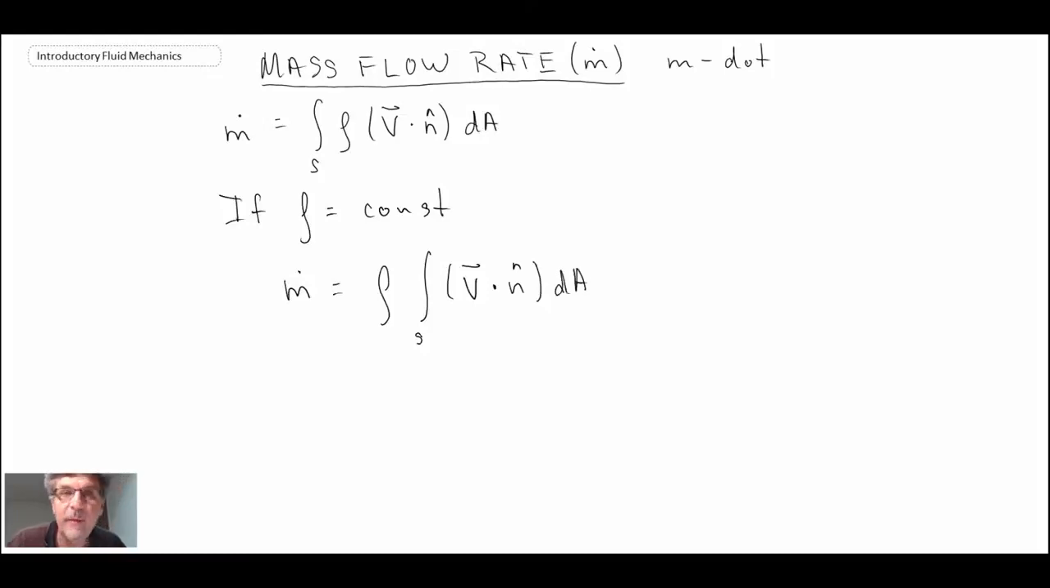And if you recall from the segment where we evaluated the volumetric flow rate, that means we can write it in this way. M dot would then be rho times Q. So that is mass flow rate. The next one that we will look at is rate of volume expansion.